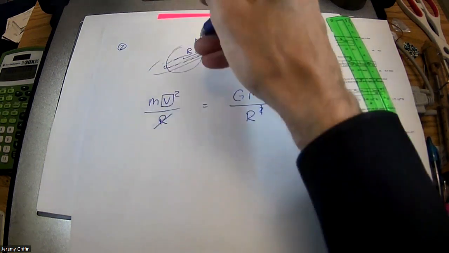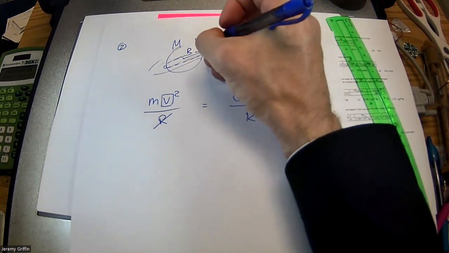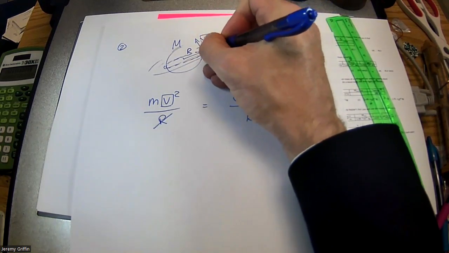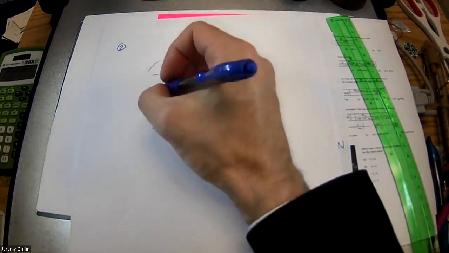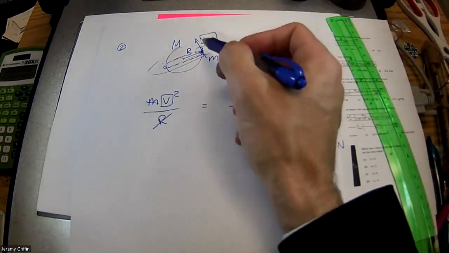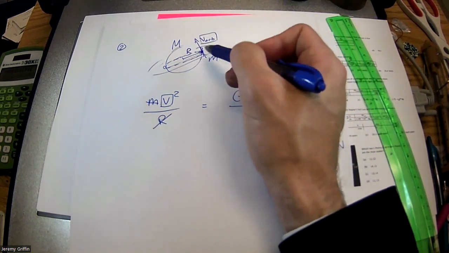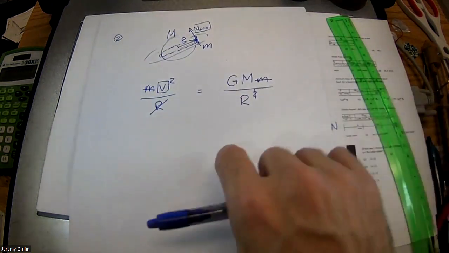Right? I know the big M is Saturn. Here's capital M. The big M is Saturn. Isn't the little m the mass of the satellite right here? And that cancels out. So it turns out it doesn't matter how massive the satellite is, as long as it's really small compared to the whole planet, which it will be. It needs the same orbital speed.